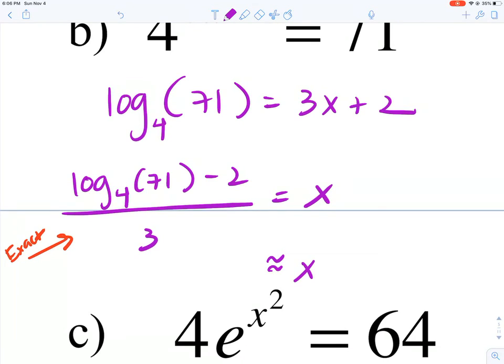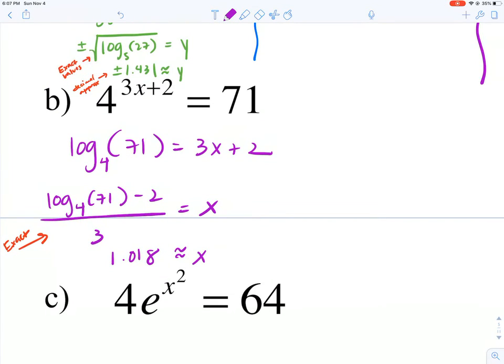Okay, so then x, once you pop that into your calculator, so math, log base 4 of 71 minus 2. So you're going to be able to use your calculator on this test. It's going to be very important that you are showing all of your work to receive full credit. Okay, 1.018 is the decimal approximation for x.